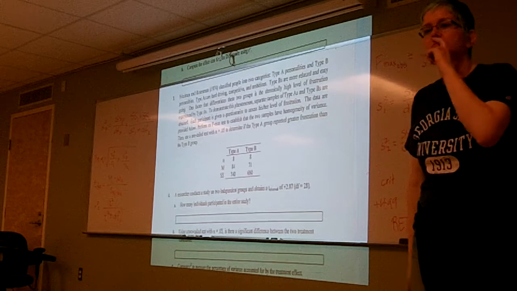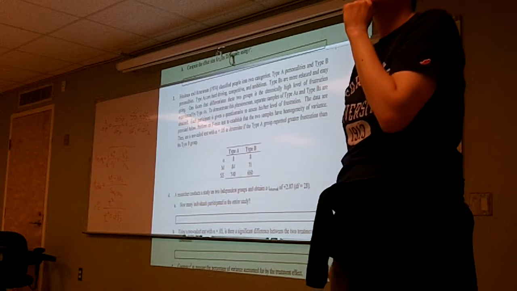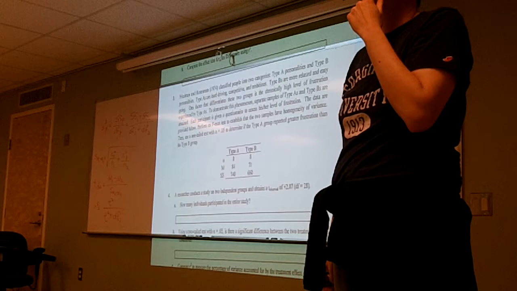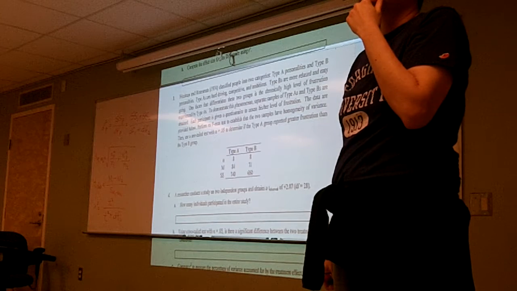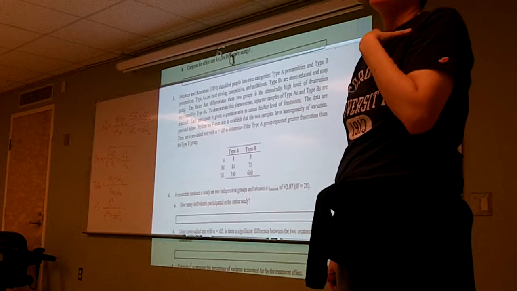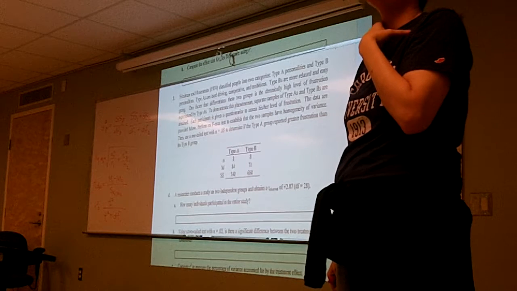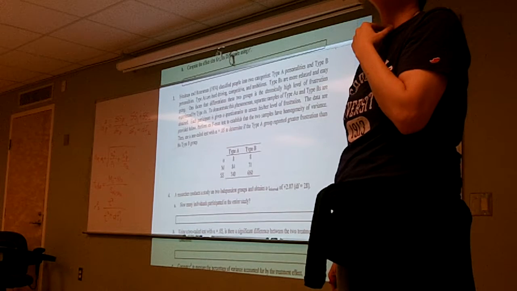When it said one-tail test in the problem, that was kind of confusing. So for Fmax, is it one-tail or two-tail? It doesn't matter. That's right. For Fmax, it makes no difference. The only reason that one-tail and two-tail matters is for the t-test.